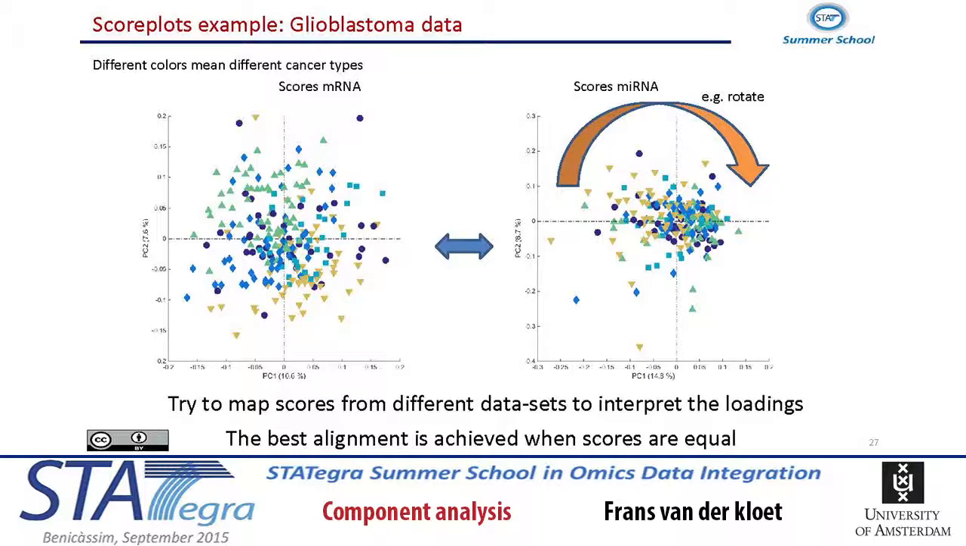The best alignment would be achieved when the scores would be equal, because then at least I can compare the loadings with one-to-one mapping, and that would be informative. At least I hope that will be informative. So, for example, in this case, it would be some kind of rotation, and if I even rotate it, they already seem to be more alike. So this would be a very easy way to do it, but of course this is not the complete solution, they are still not equal. There's still a large difference in there.